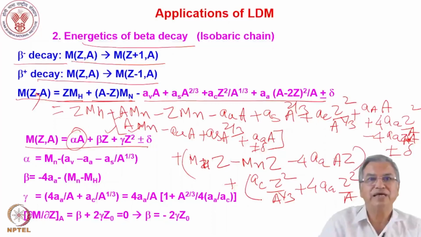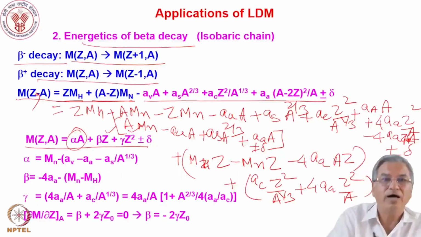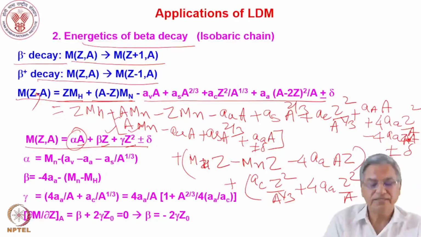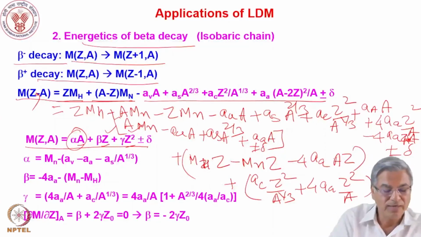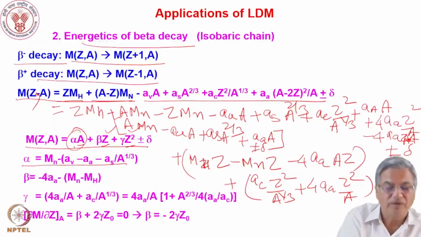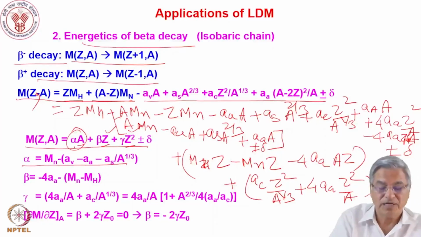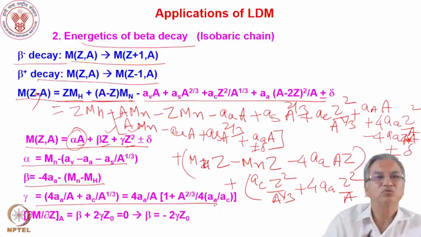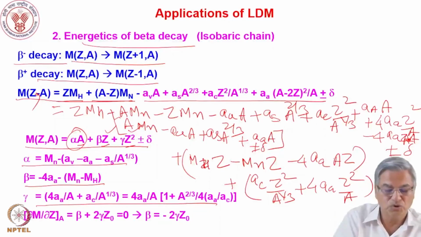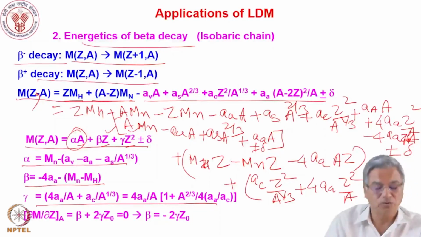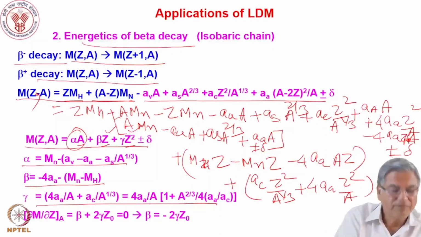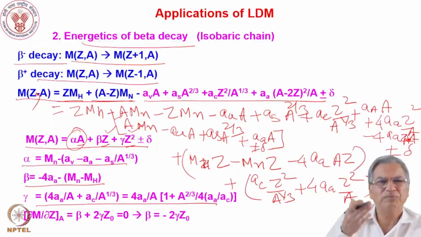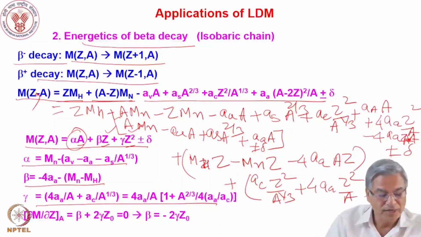So you have rearranged this formula in terms of coefficients of A, Z and Z square. That is the purpose of rearranging this mass formula. Then you can write it as alpha A plus beta Z plus gamma Z square plus or minus delta. Now this alpha, beta, and gamma are called the local constants because they are constant for that particular isobaric chain, since they depend upon the mass number.